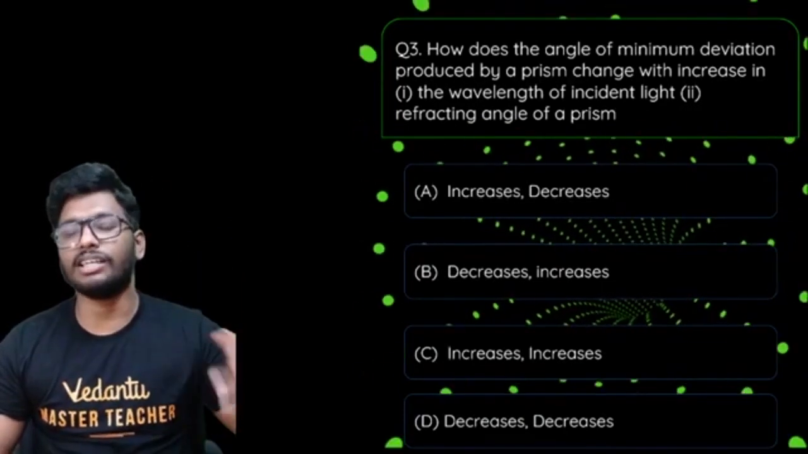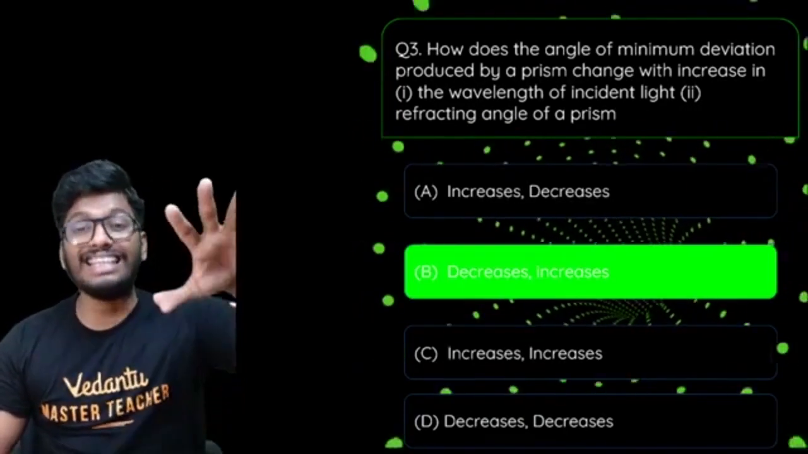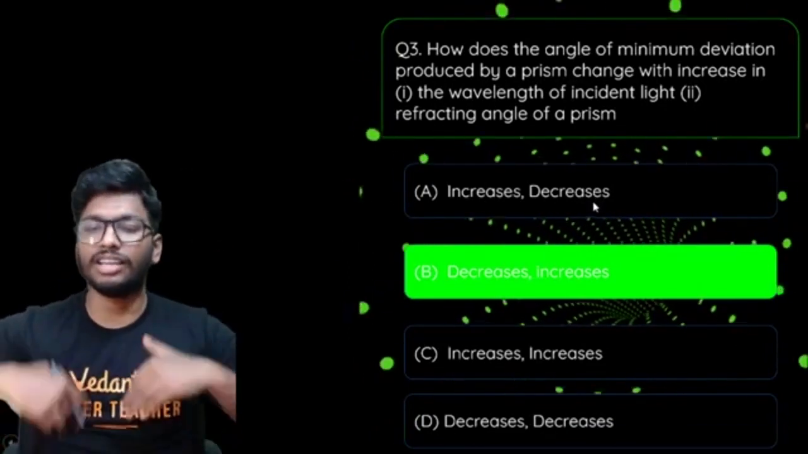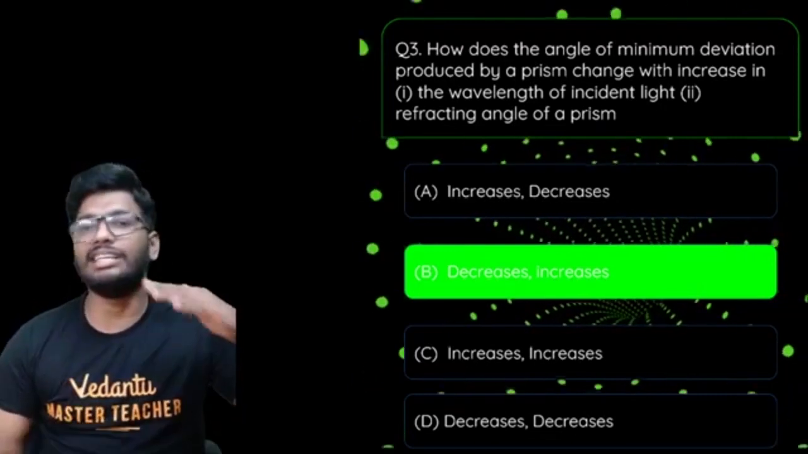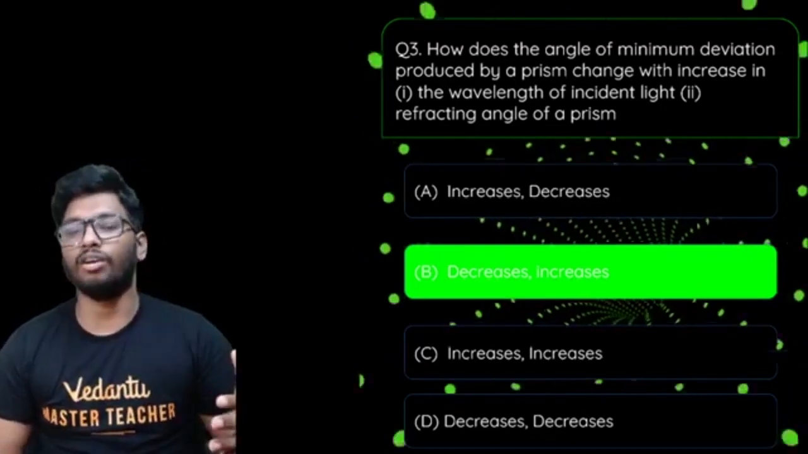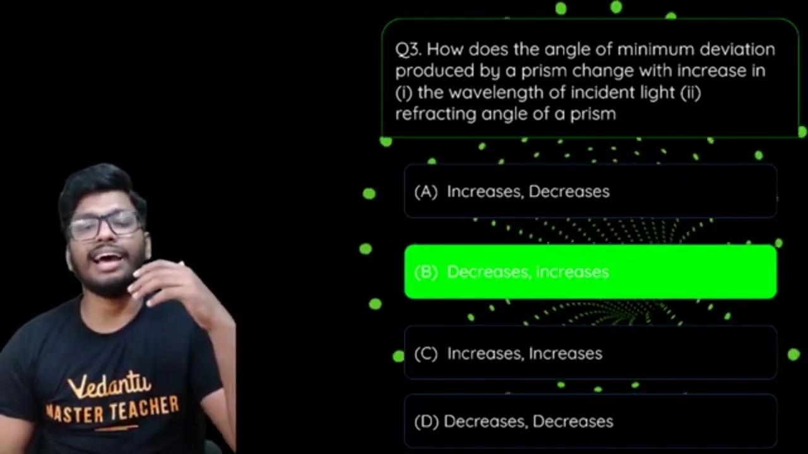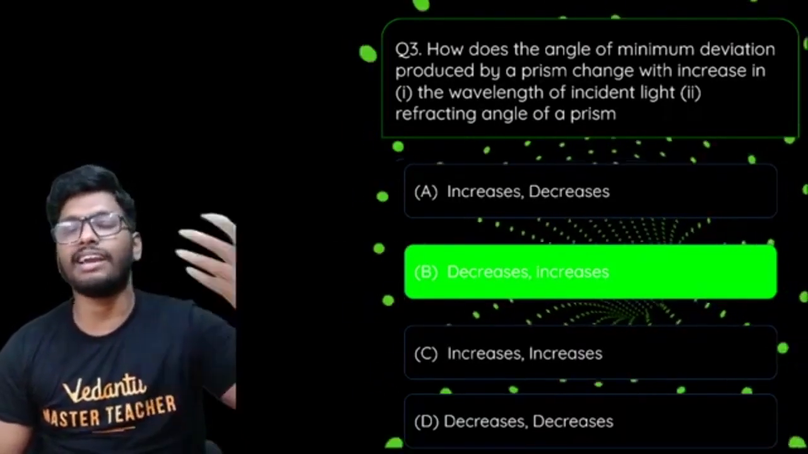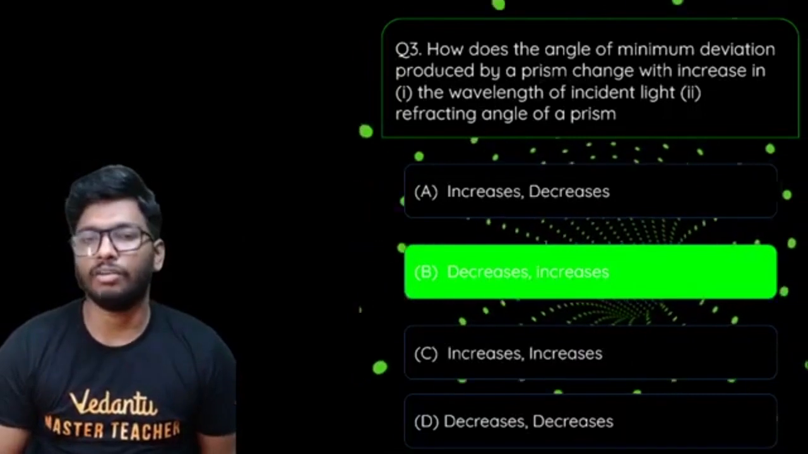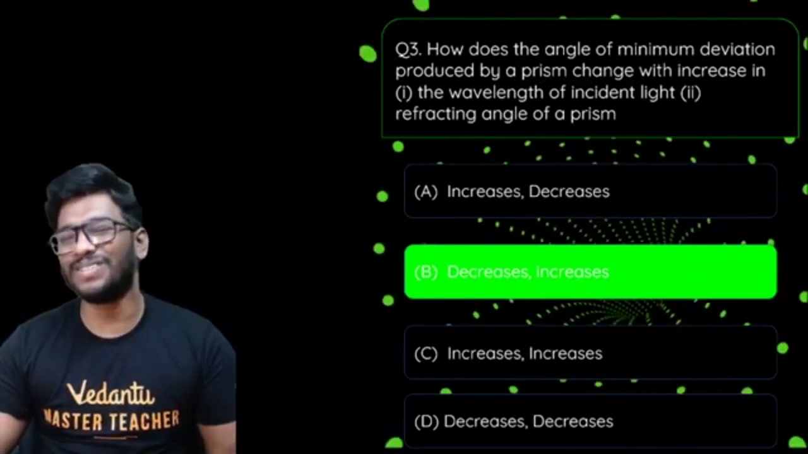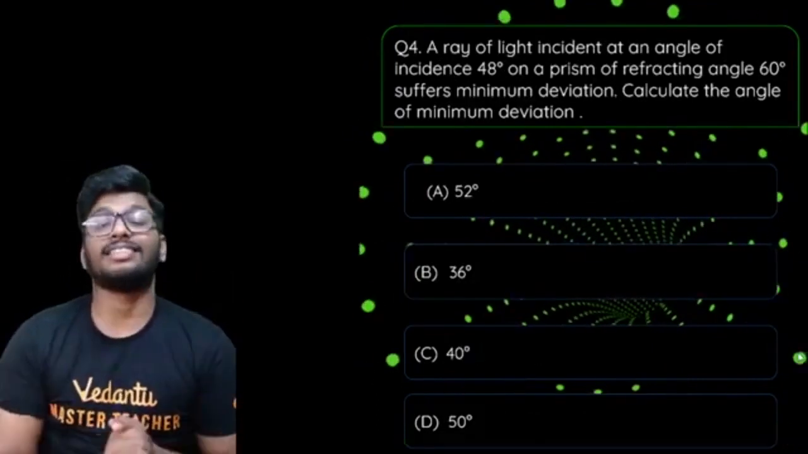So the answer to this question is actually option number B. That is, it decreases with the increase in wavelength. So if you increase the wavelength, basically the deviation is little. So the angle of deviation is going to be bare minimum over there. And as you increase the angle of prism, the angle of deviation would also increase. As simple as that. So here's the third question.